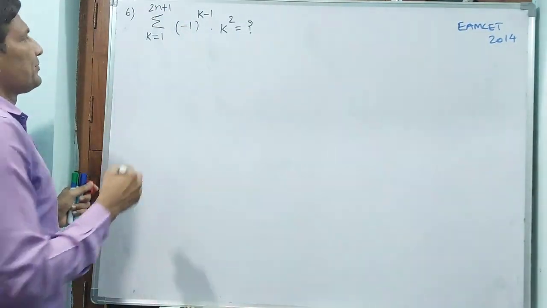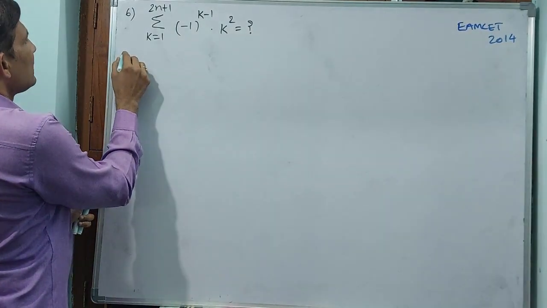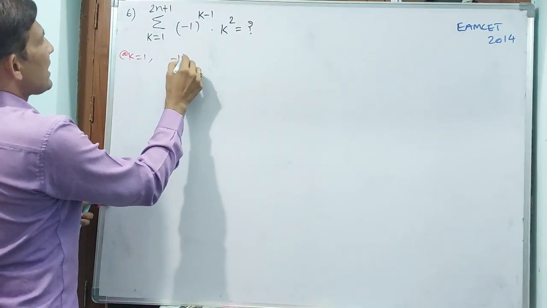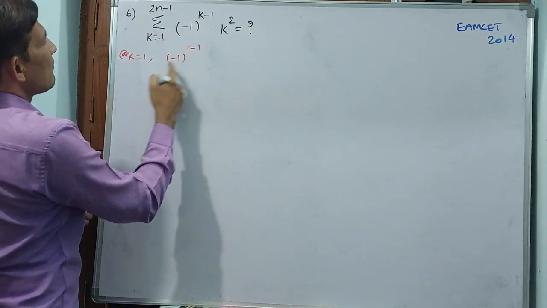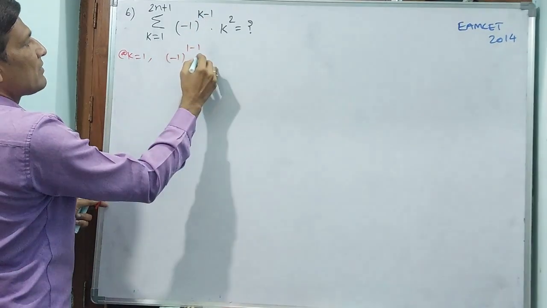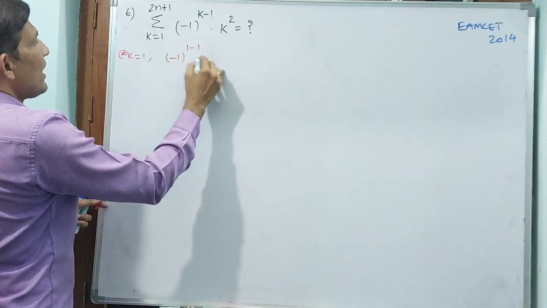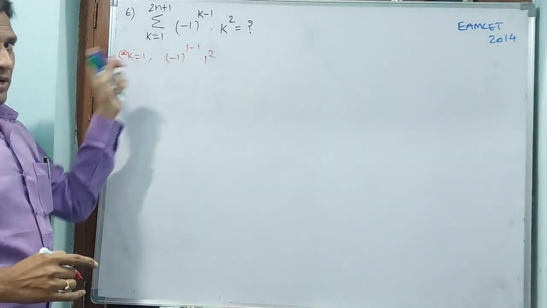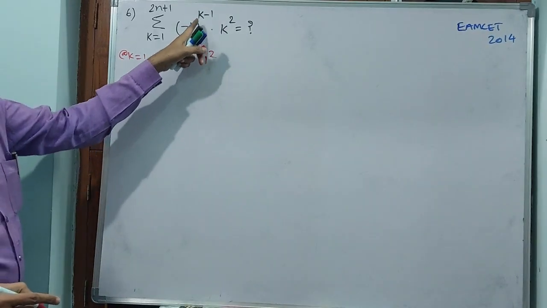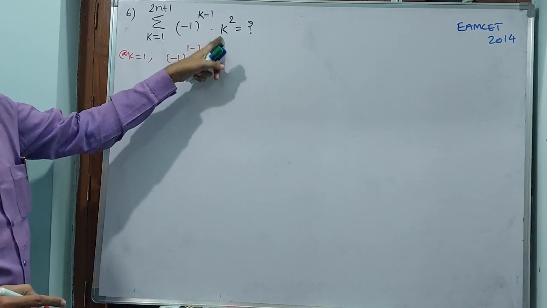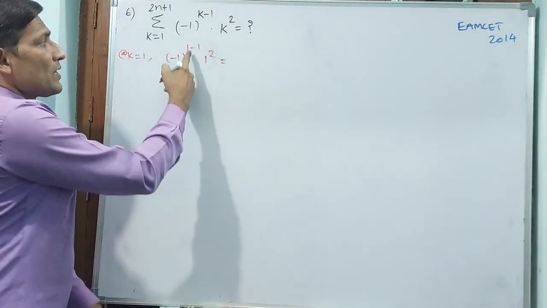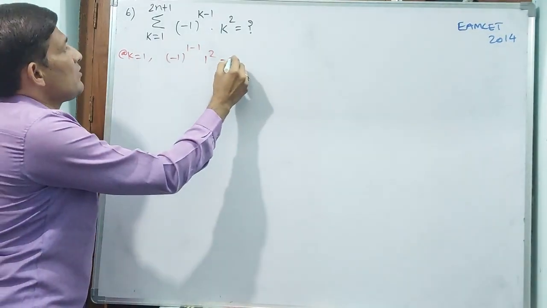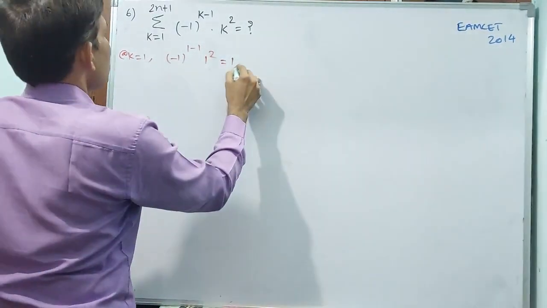That is enough. Let us take when k is equal to 1. At k is equal to 1, minus 1 whole power 1 minus 1. Because k is 1, we have to write 1 minus 1, that means 0, and 1 square. Why? Because k is from 1 to 2n plus 1 only, not 0 or less than 0. In the k place you put 1, that is all. What is this value? 1 minus 1 is 0, something power 0 is 1, 1 into 1 square is 1. That means this value is 1. That is the first value. Go for the second one.